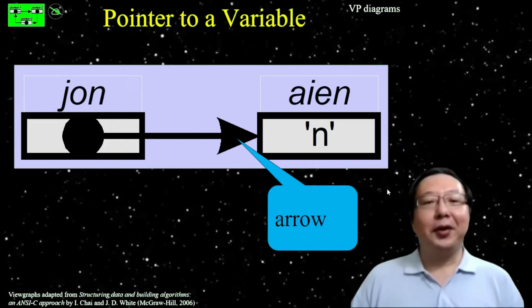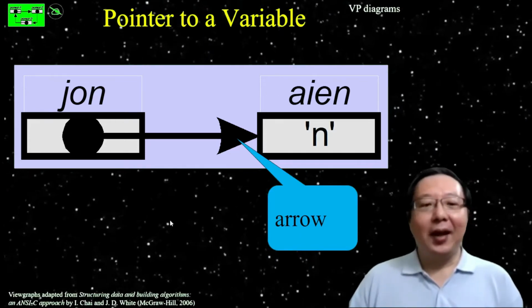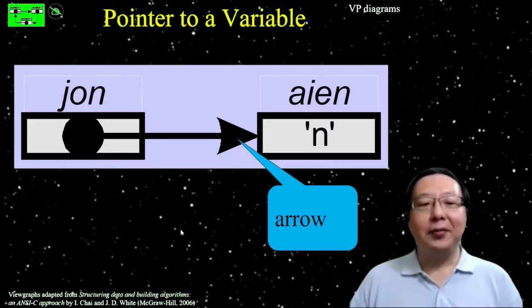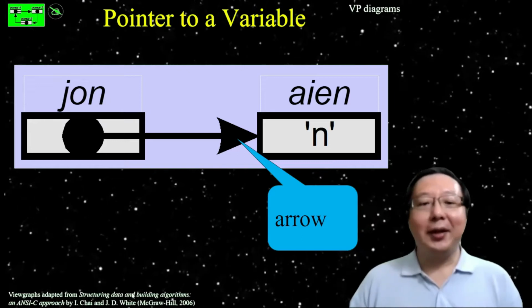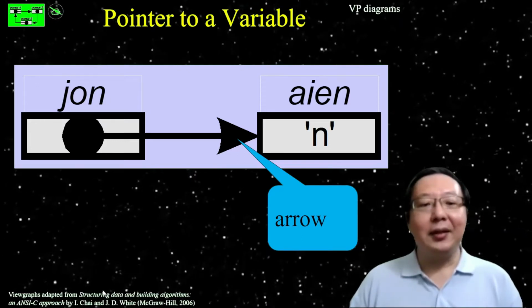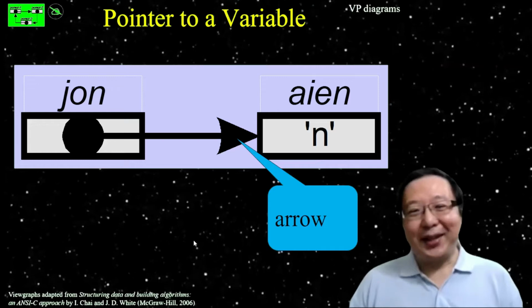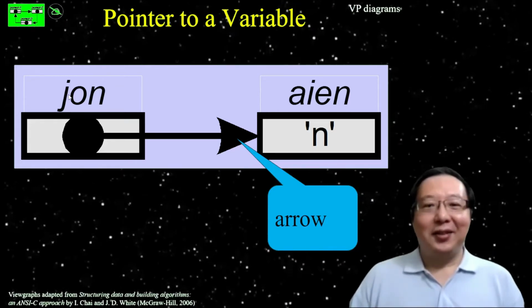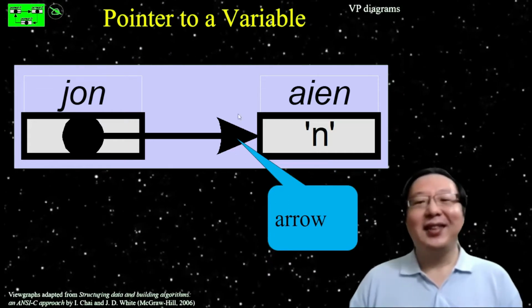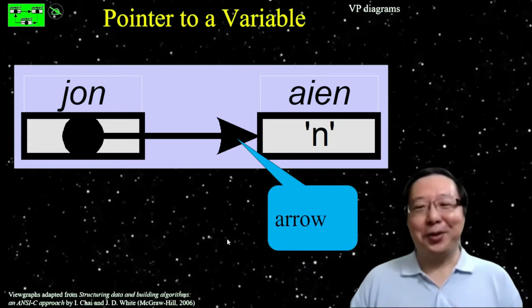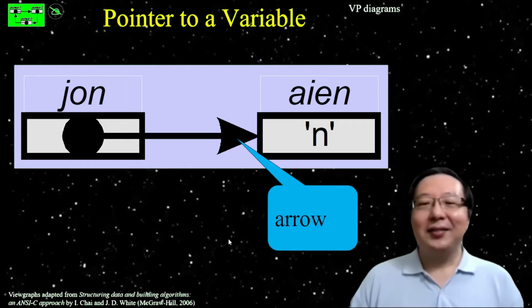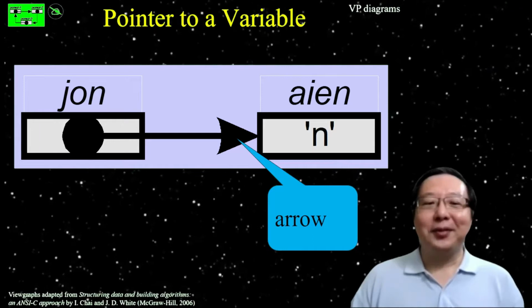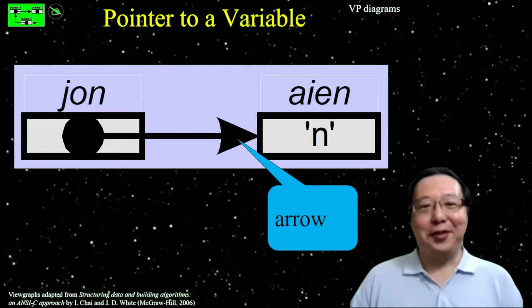By the way, in case you're wondering where these names come from, these slides are adapted from the book Structuring Data and Building Algorithms in ANSI C, written by myself and Jonathan David White. So John is Jonathan David White. IN is his eldest daughter, IN, which actually means grace in Chinese. So her English name is Grace.